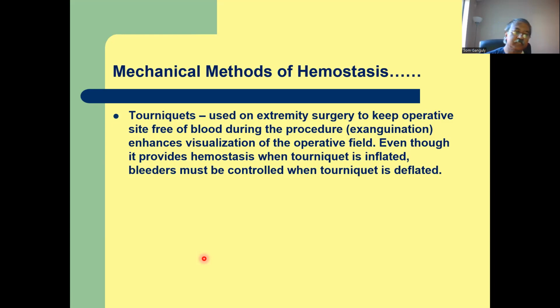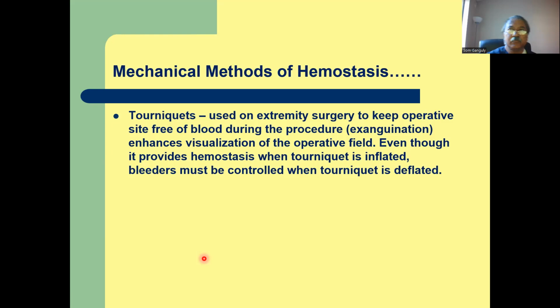And after the surgery is done, they will deflate the tourniquet, and the blood will come back to that site, and then they will control the bleeding accordingly. So a tourniquet is like a blood pressure cuff. It's the same principle as the blood pressure cuff, but it's larger. Blood pressure cuffs are good for the arm, but tourniquets you can apply on the thigh also. So it's larger, and it has a lot more force to hold the blood away from that field.